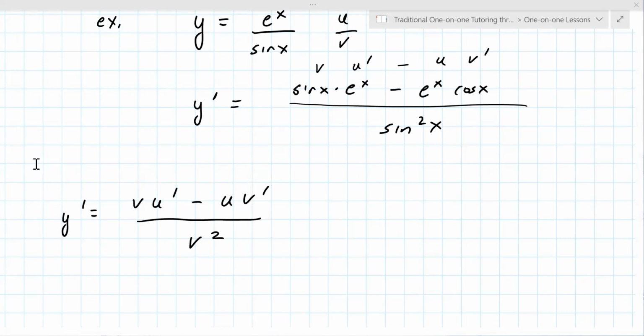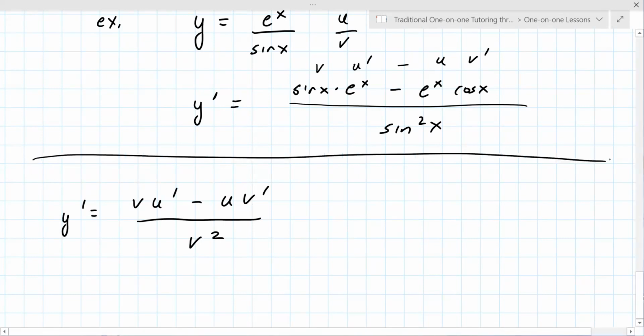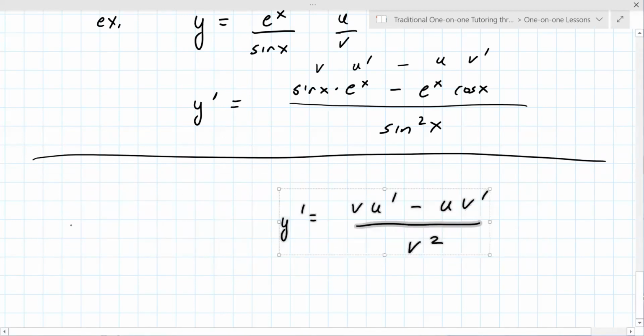Okay, so I'll write that down. The y equals. Wait, so how is the quotient rule? Is that it? This is the derivative. Okay. It starts out as y equals u over v.